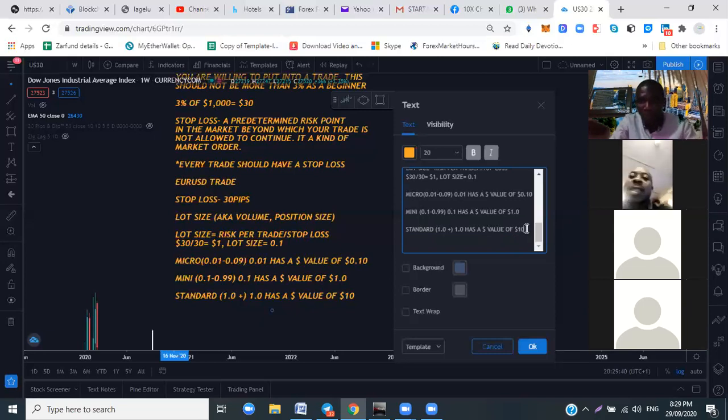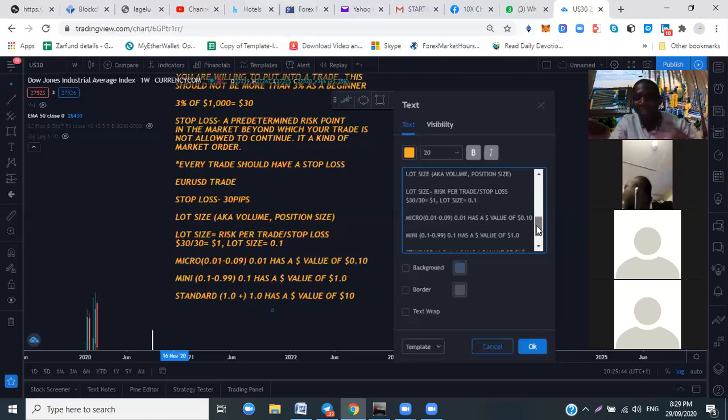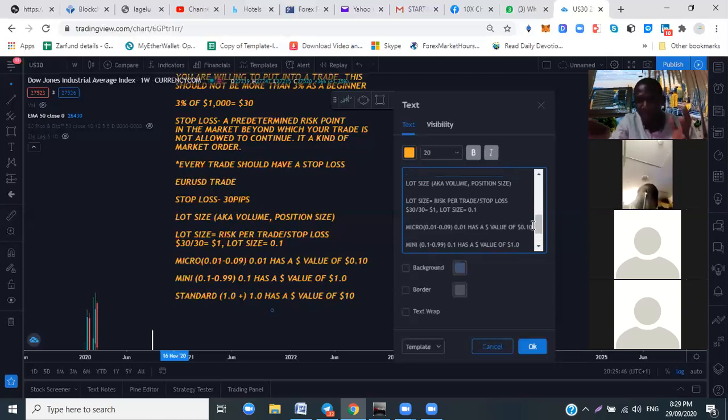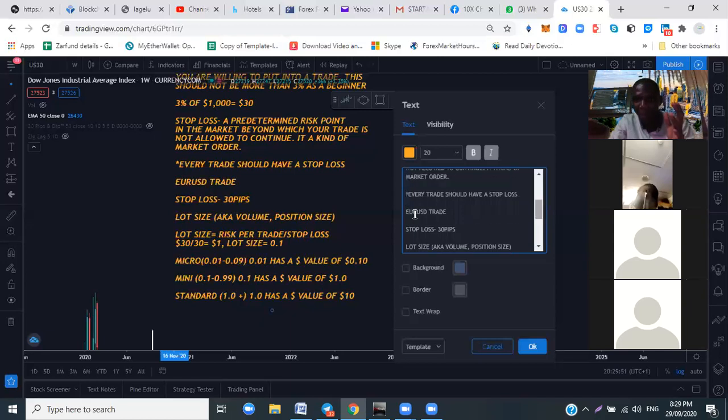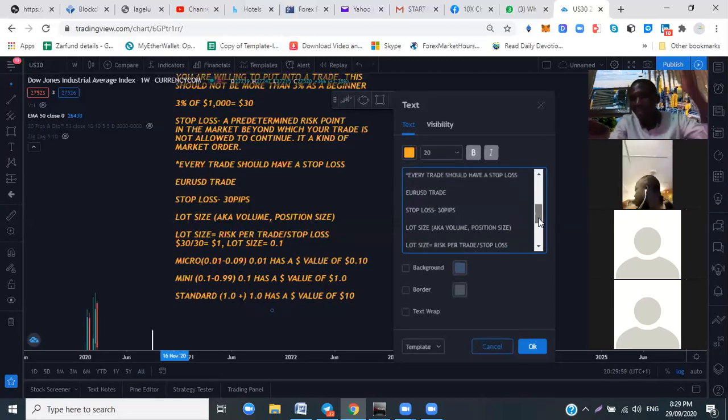So now this is how you calculate, by the time you pick your trade. Now remember, we're talking about a hypothetical trade here of Euro USD that has a stop loss of 30 pips. And then we already determined that our risk per trade was $30, which is 3% on our account, right?